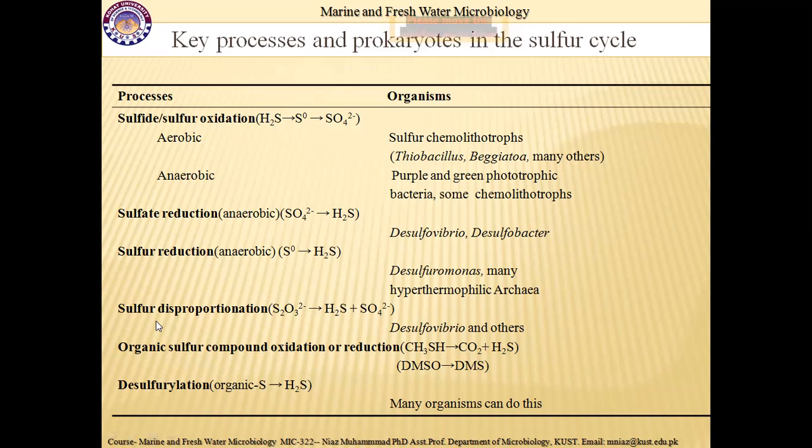Sulfur disproportionation. Disproportionation means complex sulfur conversion into H2S gas as well as into sulfate. So Desulfovibrio and other species are taking part in it.